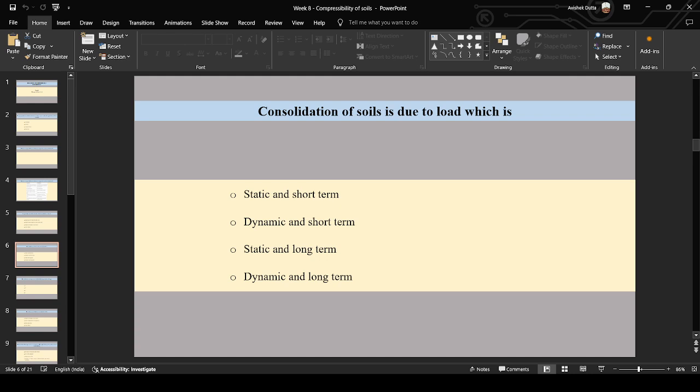Consolidation of soils is due to load, which is option 1, static and short term; option 2, dynamic and short term; option 3, static and long term; and option 4, dynamic and long term.